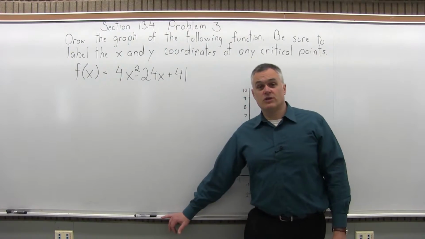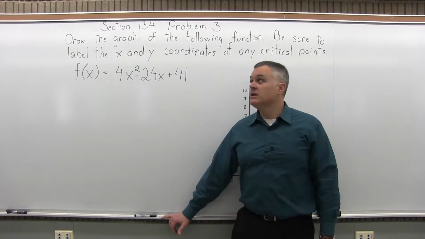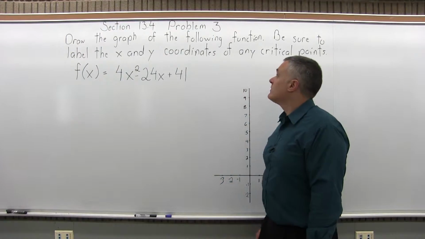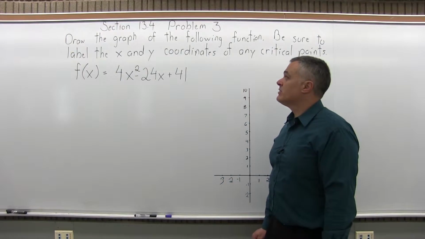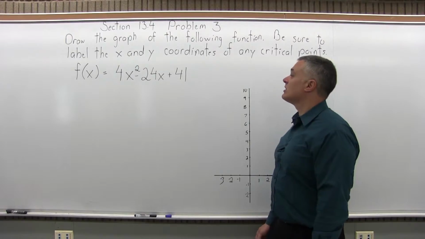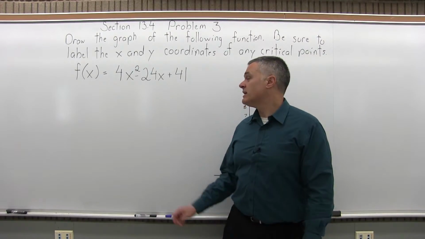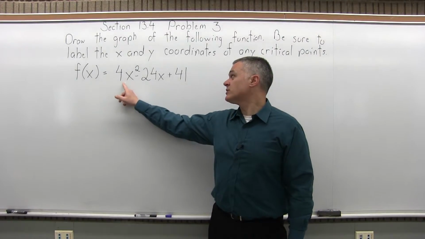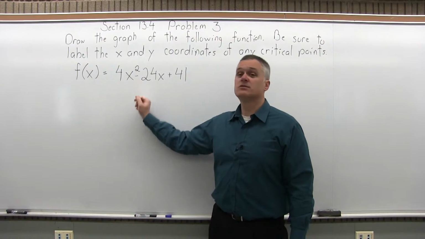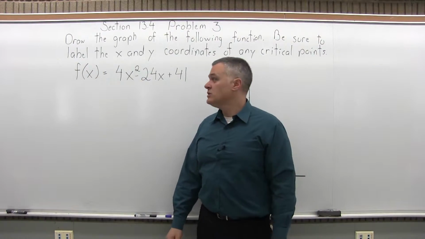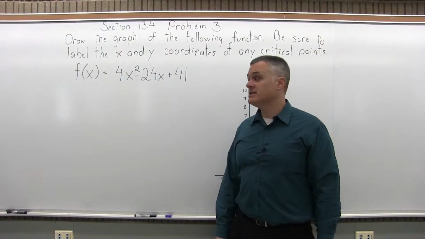This is Section 13.4, Problem number 3. It says, draw the graph of the following function. Be sure to label the x and y coordinates of any critical points. And the function that we have to draw the graph of is 4x squared minus 24x plus 41. So this is a 7-step process.